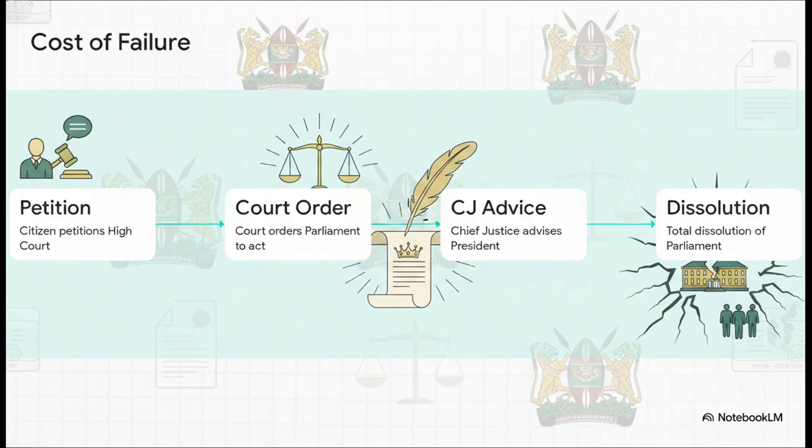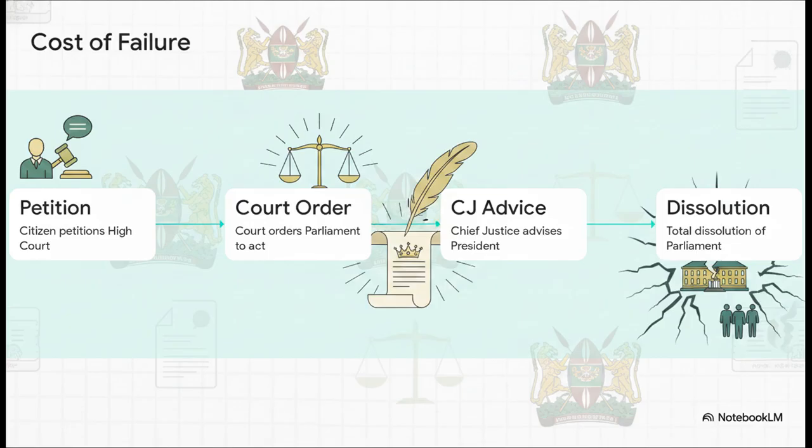So, what if Parliament just decided to ignore those deadlines? Well, Article 261 outlined some incredibly severe, escalating consequences. If Parliament failed to enact the required legislation, literally any citizen could petition the High Court. The court could then issue an order directing Parliament to take steps to pass the law, and if Parliament still refused, the Chief Justice was required to advise the President to dissolve Parliament.